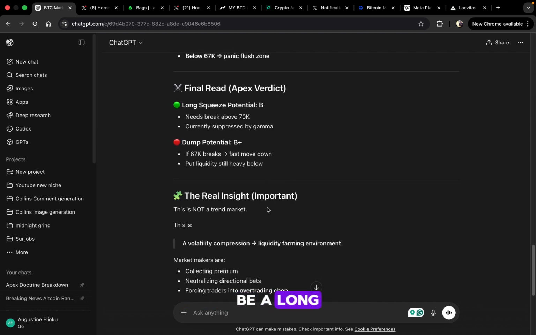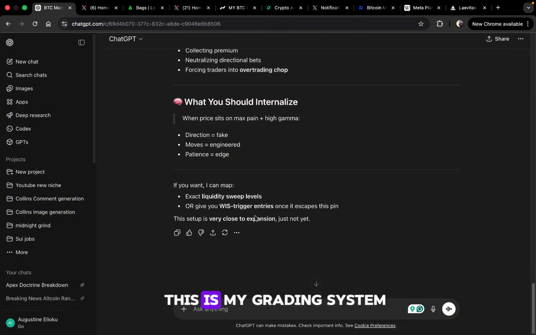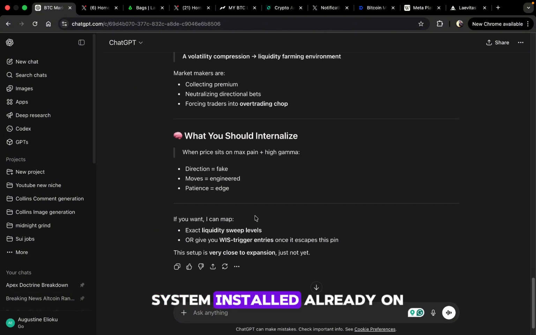This is my grading system. I have a grading system installed already on my ChatGPT that helps me with some trading stuff whenever I'm not seeing something, and it gives me a score. I have 9 different things I look at that I'm going to teach you guys later.